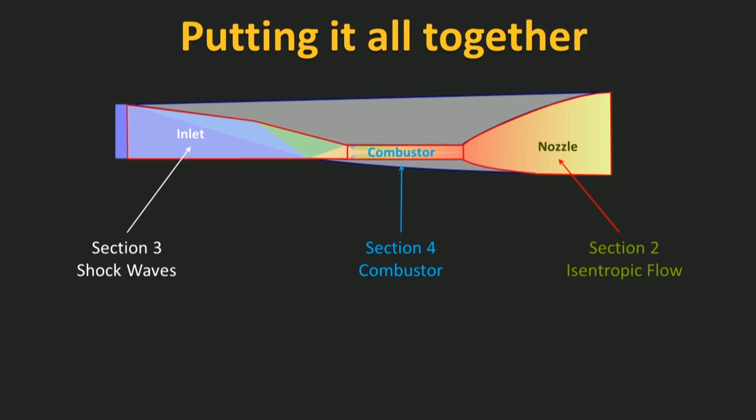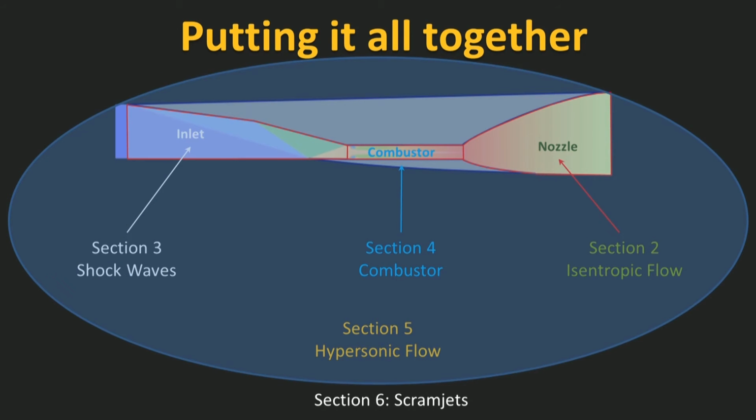These 3 sections of the course cover some of the most important fundamentals of flows at high speeds. In section 5 of the course, we'll look at more detail into the additional features that become important when we increase the speed from supersonic to hypersonic. Then in section 6, we'll put all of this together to see how we can model a complete scramjet engine.